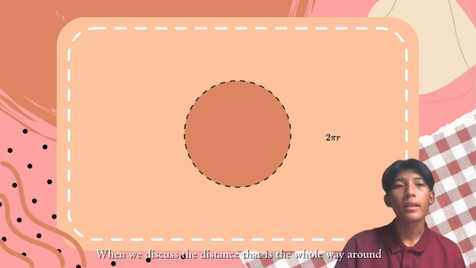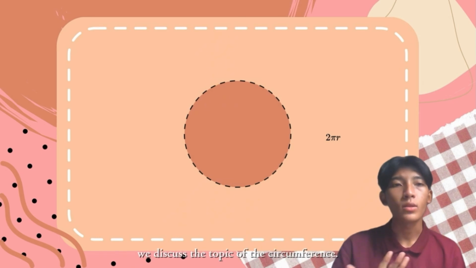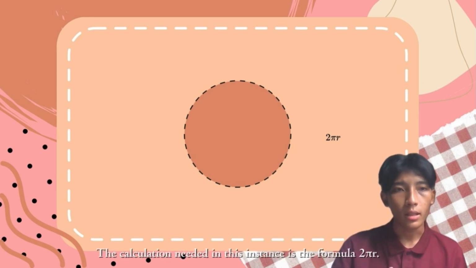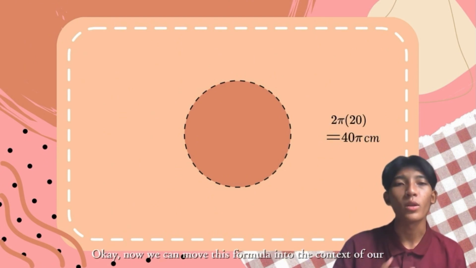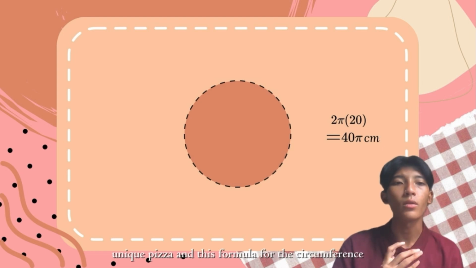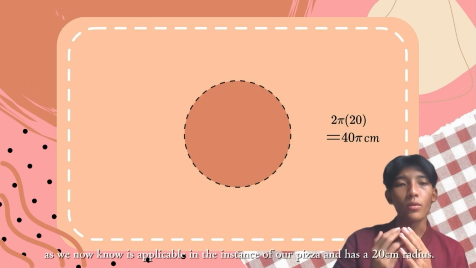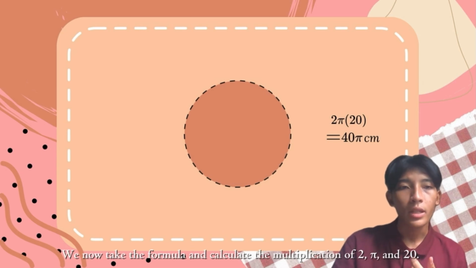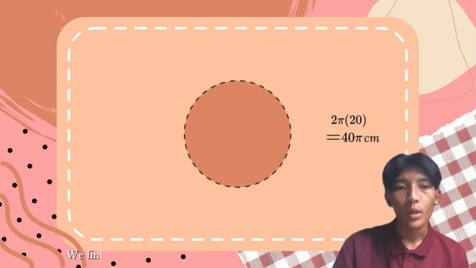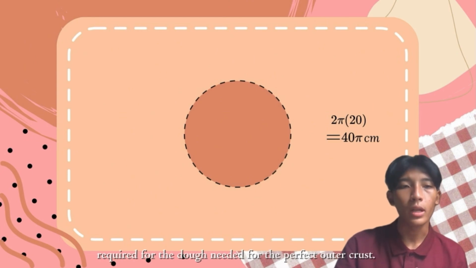When we discuss the distance that is the whole way around the outer boundary, or essentially the length of the crust, we discuss the topic of the circumference. The calculation needed in this instance is the formula 2 pi r. Okay, now we can move this formula into the context of a pizza. The formula for the circumference is applicable in the instance of our pizza that has a 20 centimeter radius. We now take the formula and calculate the multiplication of 2, pi, and 20. We find that the result is a 40 pi cm circumference and the whole length required for the dough needed for the perfect outer crust.